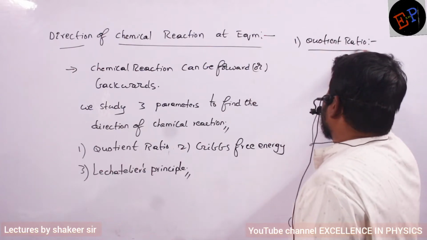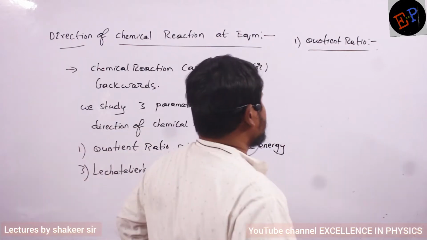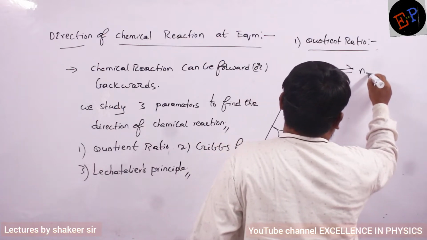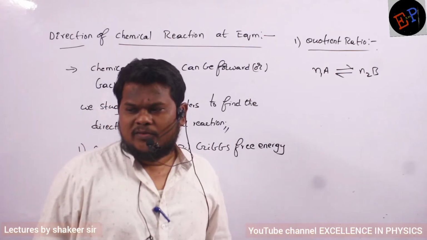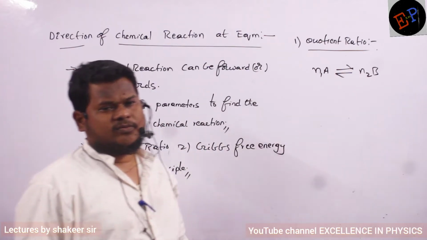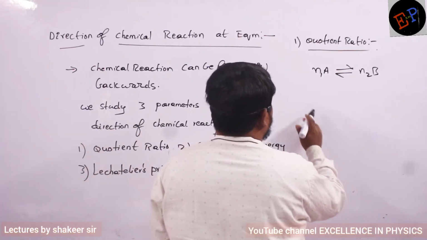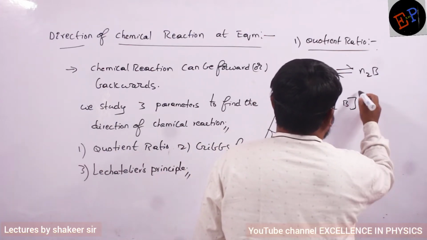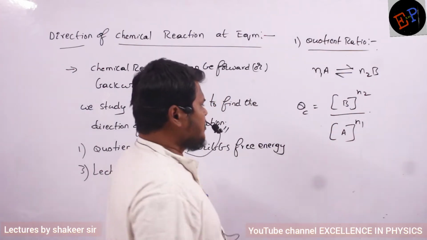So what is meant by quotient ratio? Let us try to understand by taking an example. So for example, n1A converts into n2B. This is the reaction. So n1 moles of reactant A is converting into n2 moles of B. So what is meant by quotient ratio here? Quotient ratio is nothing but the concentration of products to the power of n2 divided by concentration of reactants to the power of n1. This is called as quotient ratio.